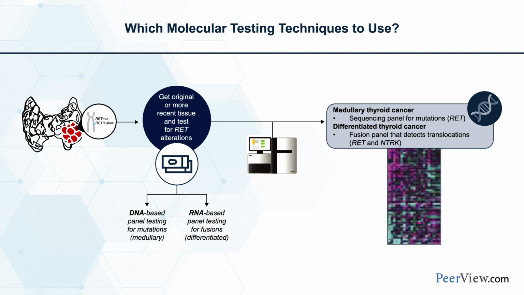Now, for patients with medullary thyroid cancer, it's really about sequencing panels. So those are a little bit more straightforward. In the case of Foundation One, it's the CDx or solid tumor panel, or again, any other local panel that you would do at your institution.